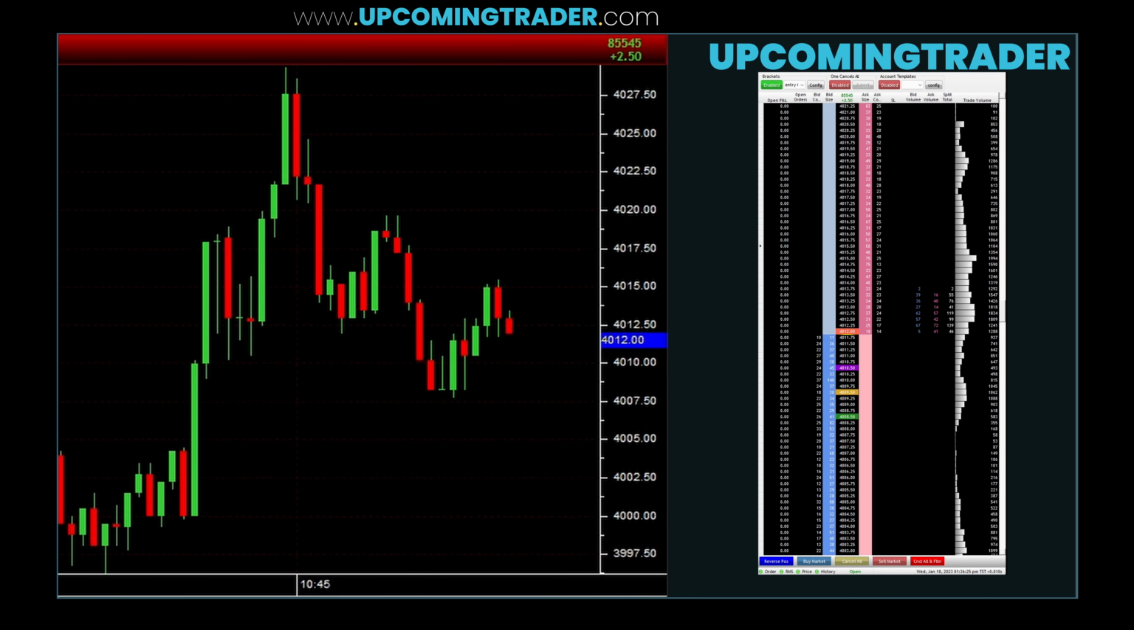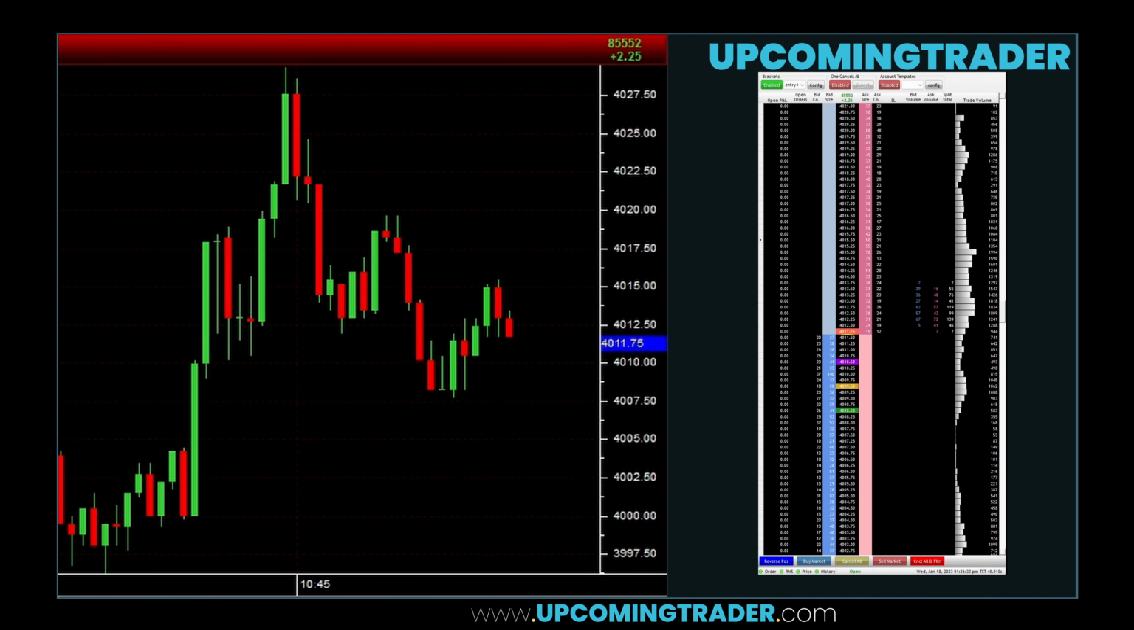direction. Flags are continuation patterns that show brief pauses in a strong trend. They appear as small channels moving against the prevailing trend, and once the flag completes, the trend is likely to continue in the same direction. If a flag forms while the price is interacting with an exponential moving average, it can be a sign that the trend is about to resume.